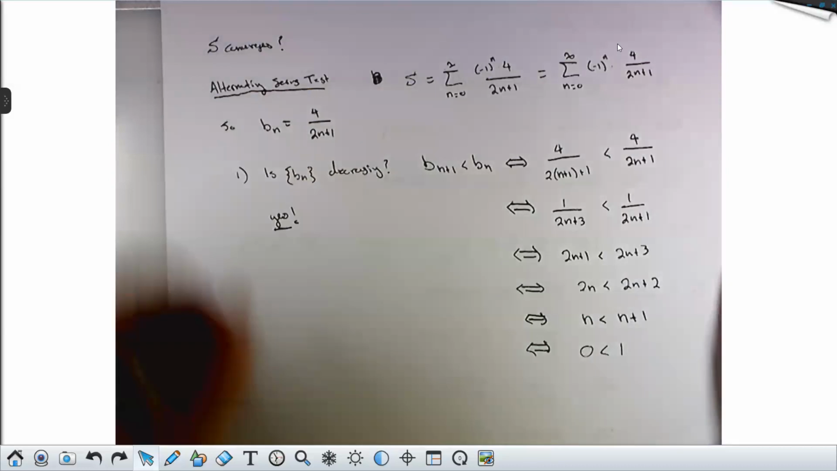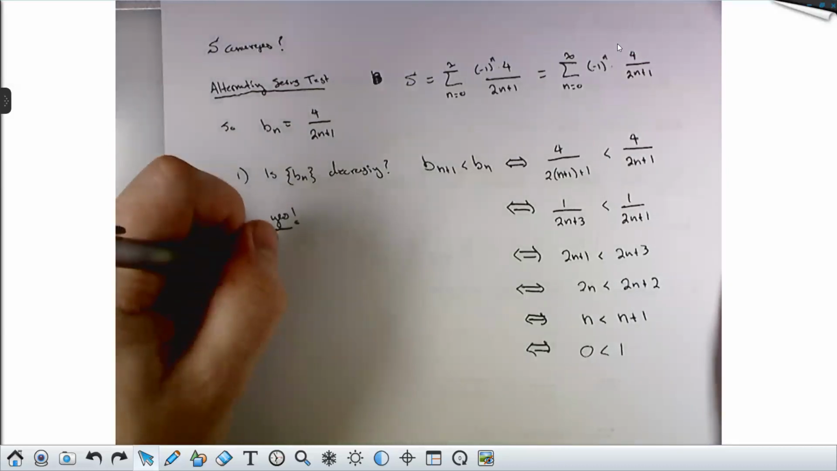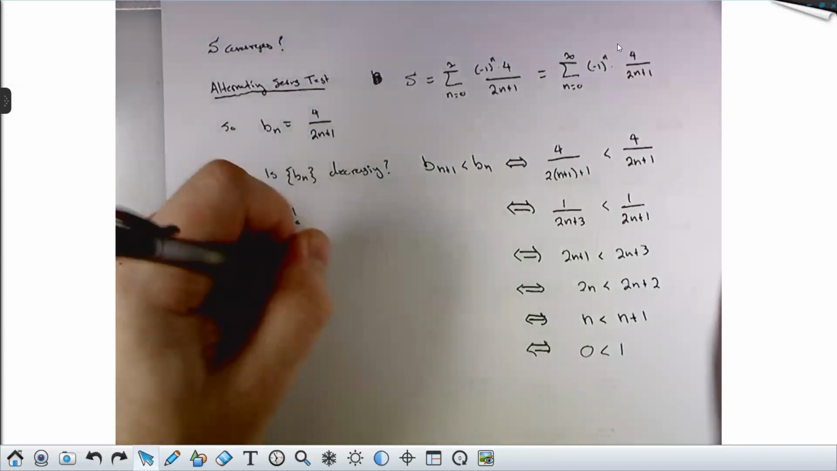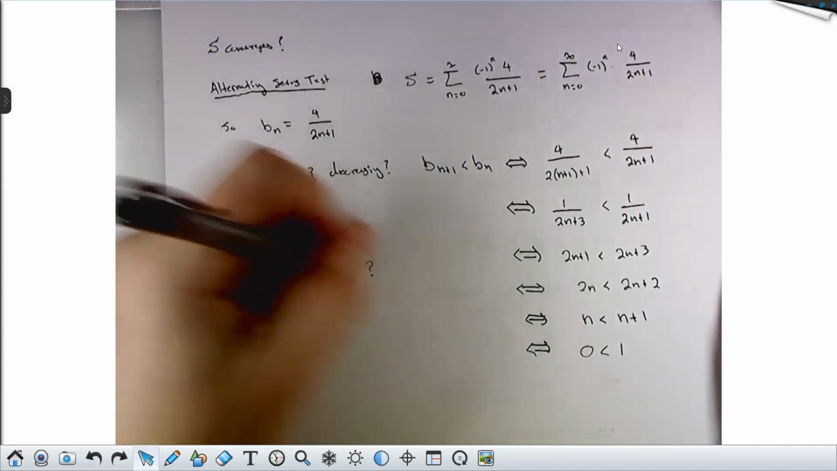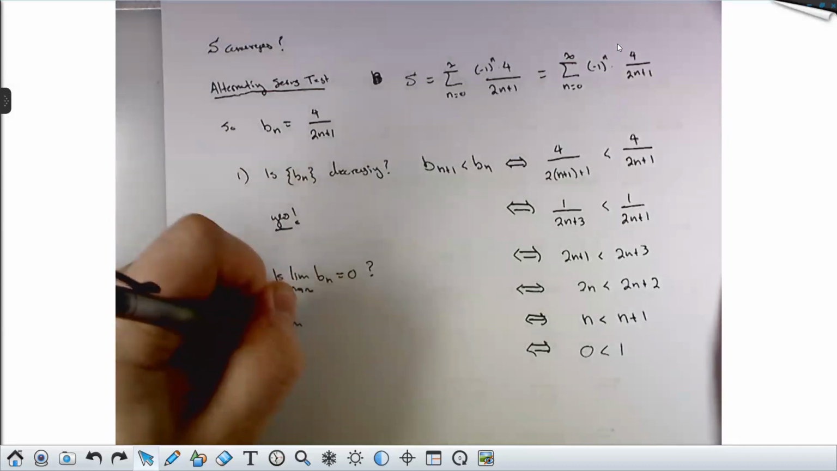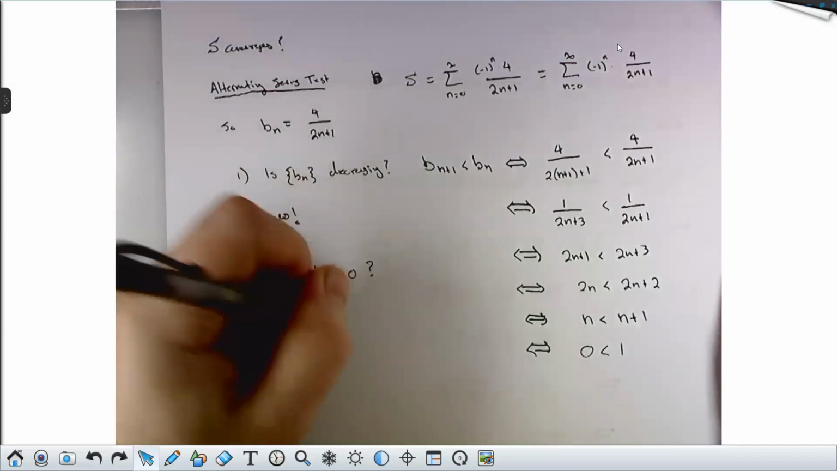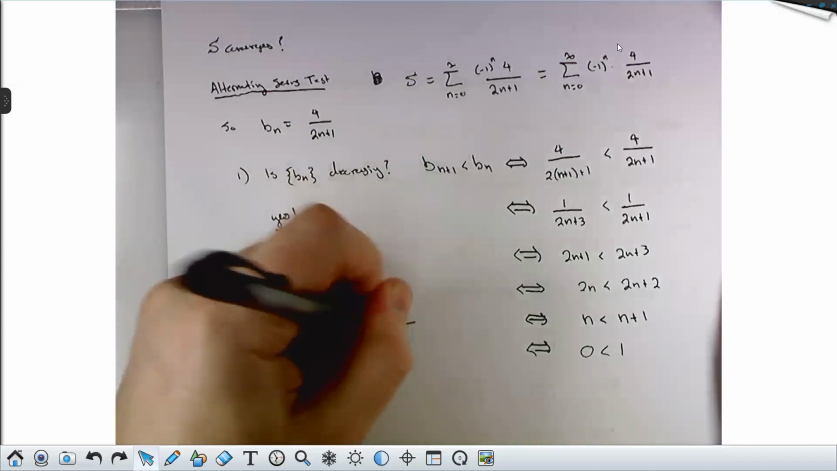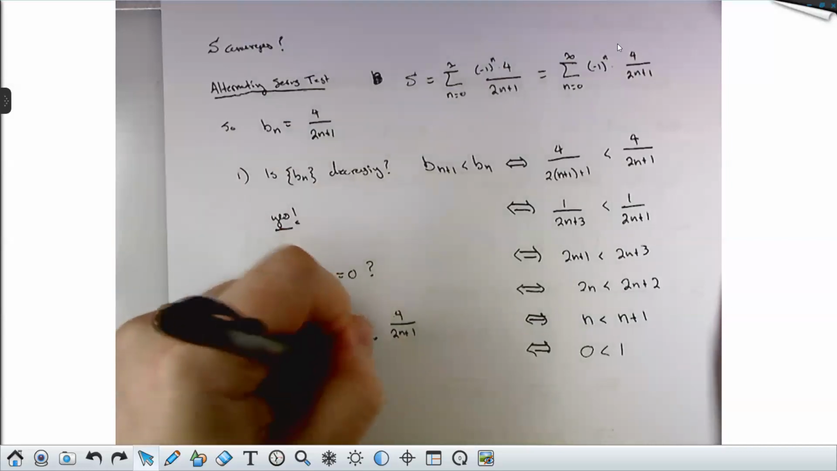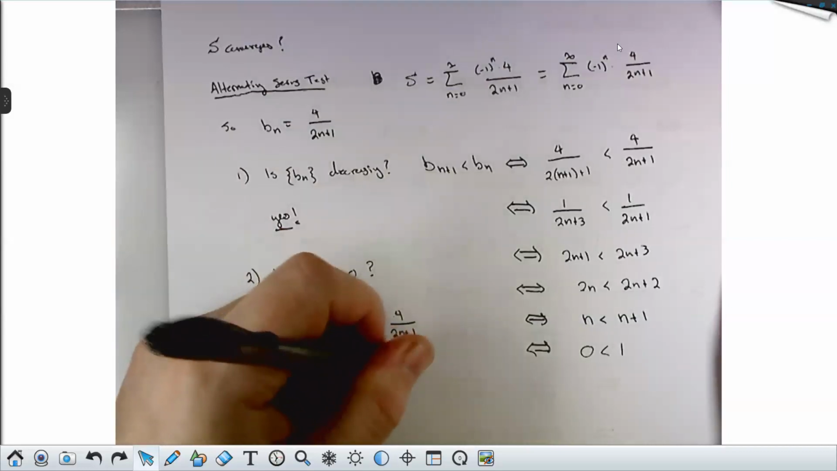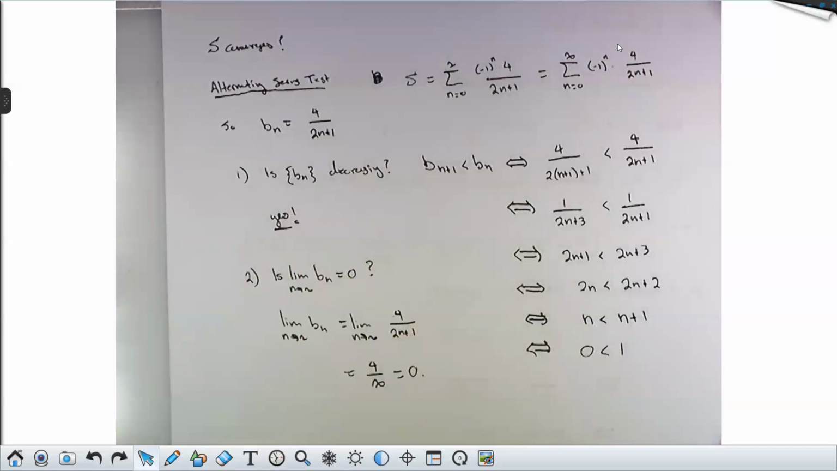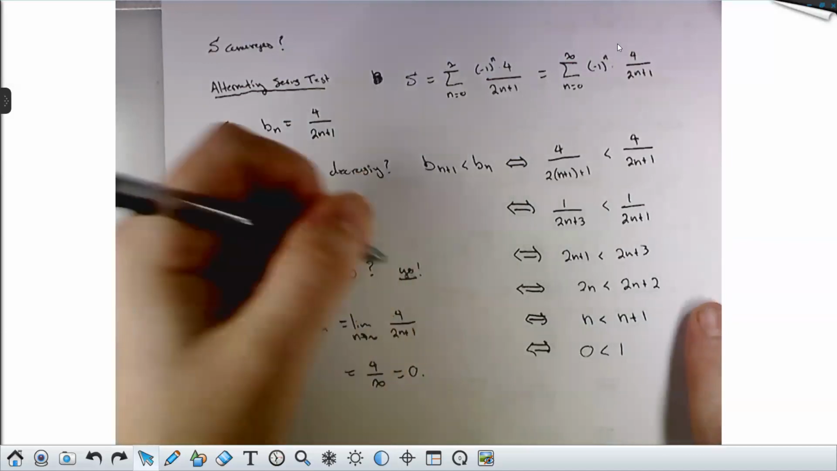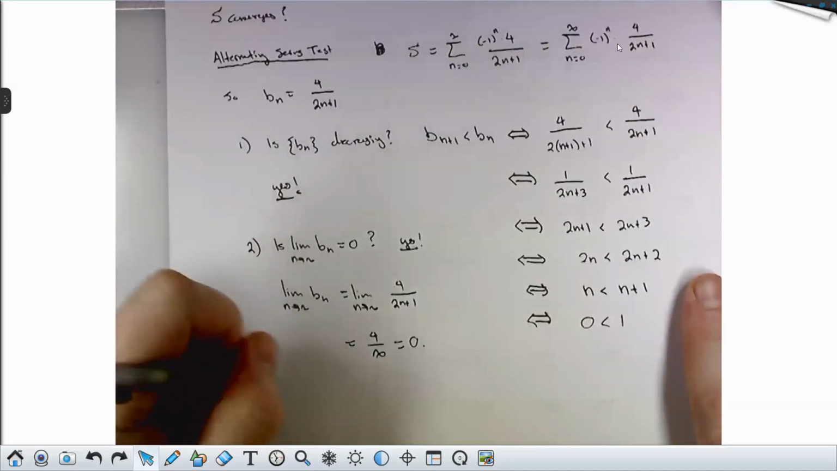And then the limit of the Bn's, is that equal to 0? Well, the limit as n goes to infinity of Bn is the limit as n goes to infinity of 4 over 2n plus 1. That's 4 over infinity, which is definitely 0. So, yes. Therefore, S converges.